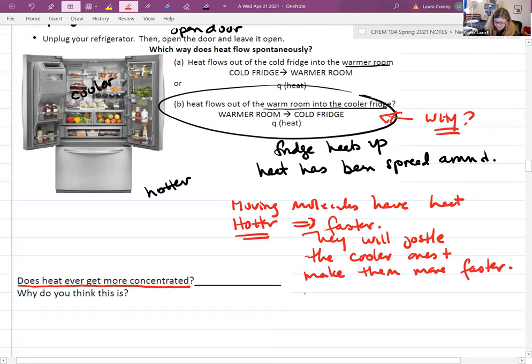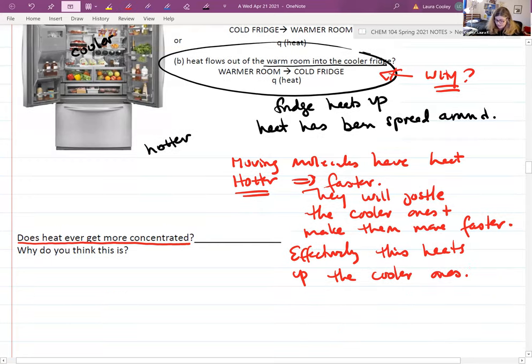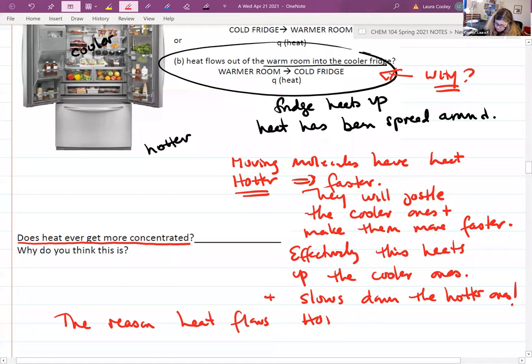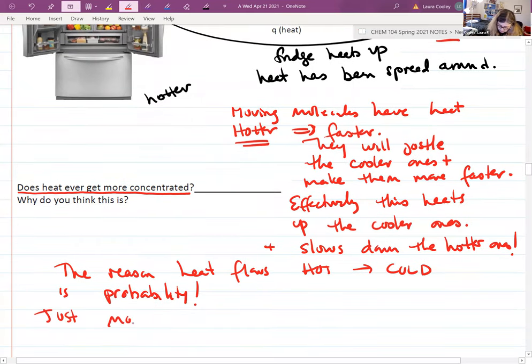So what has this effectively done? This heats up the cooler ones. And because the hotter ones have transferred some of their energy to the cooler ones, it slows down the hotter ones until eventually everything is at the same temperature. It's more likely that the hot ones are going to jostle the cool ones and get them moving faster than it is that the slow ones could jostle the hot ones. So I would say the reason heat flows from hot to cold is probability. It's just simply more likely that hot molecules will push cooler ones, making them go faster, than the other way around.